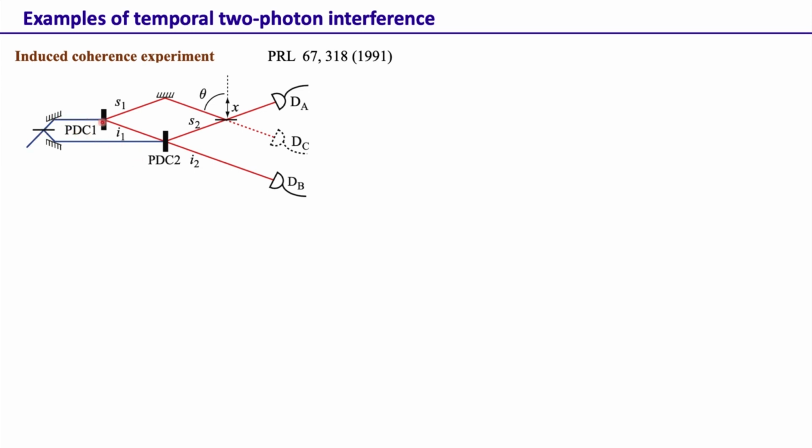So a pump photon starting from here can either go this way or go that way. When it goes this way, it can get down converted over there, and the two down converted photons can reach the detector like this. So signal goes like this, and idler can go like that. Or the pump photon can actually go in this direction and then get down converted, and the down converted photons can then go like this and like that to the two detectors.